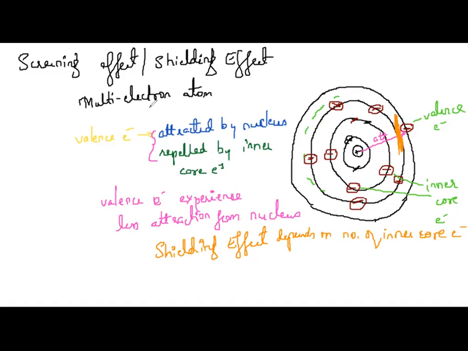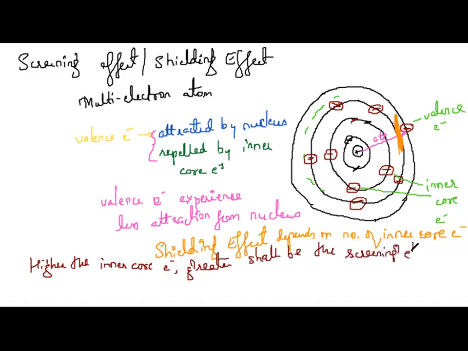So I can say here, the higher the inner core electrons, the greater shall be the screening effect, and nuclear attraction decreases. And this is called the screening effect constant. It is represented by this symbol, so this represents the screening effect constant.